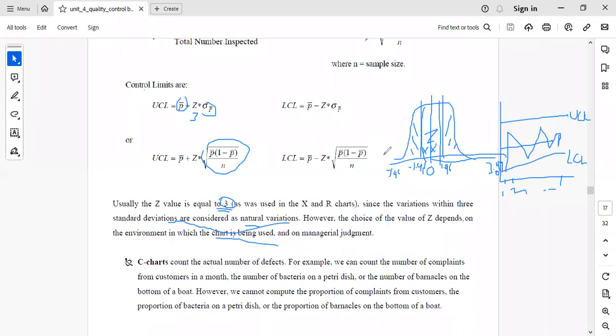So what happens in the C chart? Again, another straightforward chart.